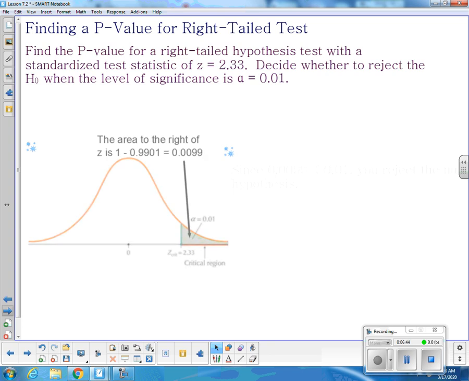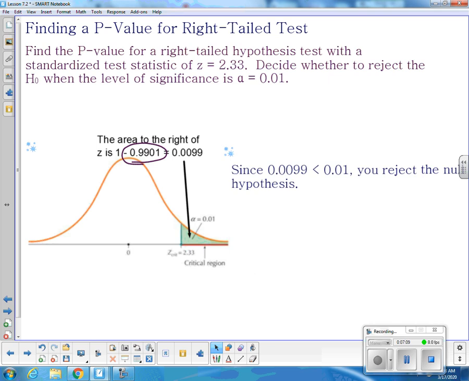So here's a picture of it. This is our critical region. Our z-score from the chart is 0.9901. So we're going to do 1 minus that. So our p-value is 0.0099. That is less than my significance level. Therefore, we are going to reject the null hypothesis. Probability of that happening is smaller than what we set as our significance level. So we would reject the null hypothesis.